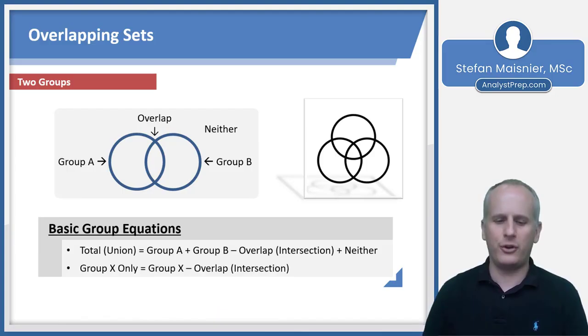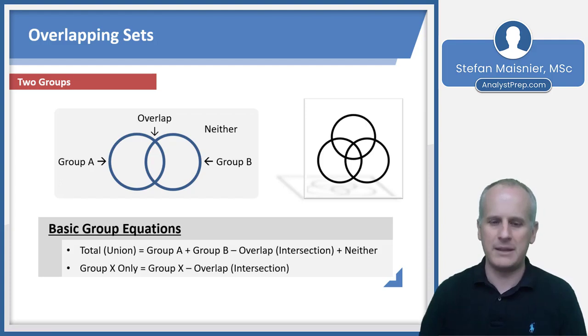You can also solve for group X alone, so say group A, those that are only in group A but not in group B, by taking those in group X and subtracting out the overlap or intersection. So if I have 20 people in group A, but 5 people in the overlap, then I know that I have 15 people that are only in group A because I want to subtract out those that were in both group A and group B.